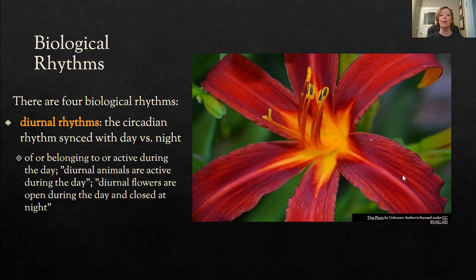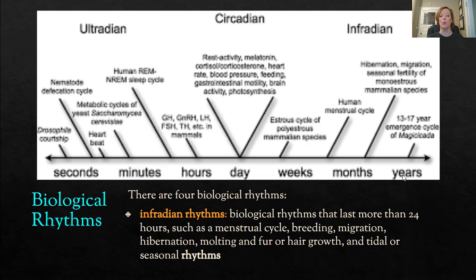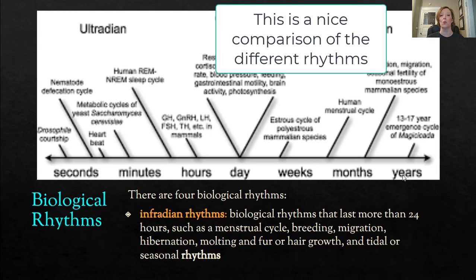A diurnal rhythm is the circadian rhythm synced with day versus night. So this is a specific type of circadian rhythm. That means that it's active during the day. Diurnal animals are active during the day. Diurnal flowers are open during the day and closed at night. Infradian rhythms are biological rhythms that last more than 24 hours, like a menstrual cycle, breeding cycles, migration cycles, hibernation, molting, and fur or hair growth, as well as tidal or seasonal rhythms of our Earth.